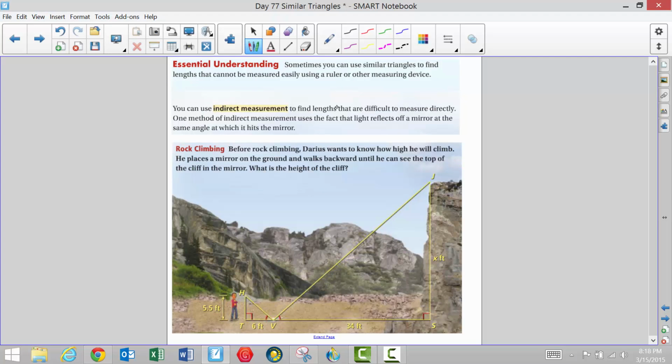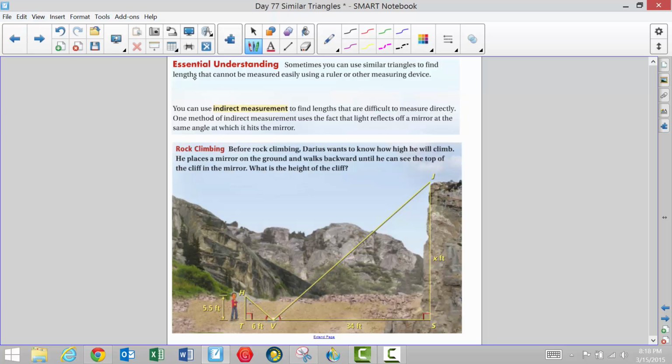You can also use indirect measurement to find lengths that are difficult to measure directly. One method of indirect measurement uses the fact that light reflects off a mirror at the same angle at which it hits the mirror. So here's a little example. Here you can use similar right triangles to find the height of a cliff. So instead of using angle of elevation with sine, cosine, tan, you could use indirect measurement with similar right triangles to find the height of a cliff.